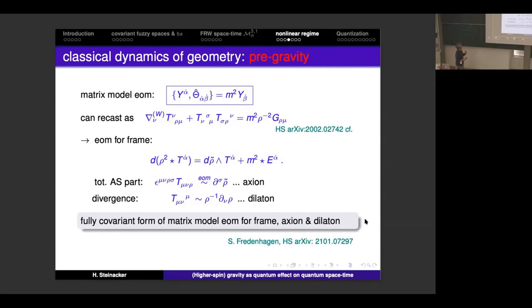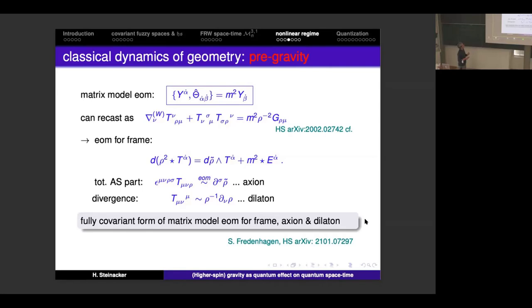And it turns out it just boils down to this equation for the frame. So the T is the D of E. So this is really a Maxwell equation for the frame, with some modification. So basically the dynamics looks like a slightly nonlinear extension of the Maxwell equation for the frame. So that's very nice. And this is now really the starting point for the effective metric. That's what we did with Stefan recently.